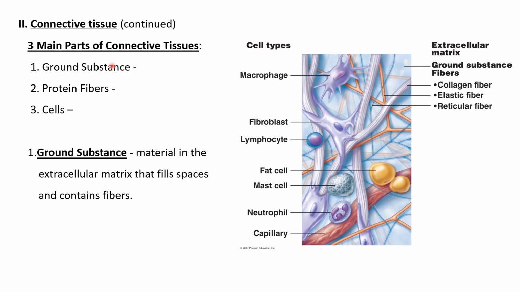So 3 main parts of connective tissue are the ground substance, the protein fibers, and the cells. And this picture here is just a typical sort of connective tissue. This is actually an areolar connective tissue, which is a loose connective tissue that shows a lot of different things in it. The ground substance is the material in the extracellular matrix that fills spaces and contains fibers.